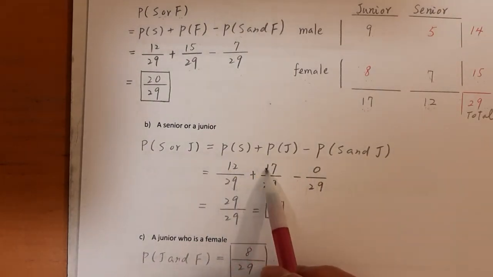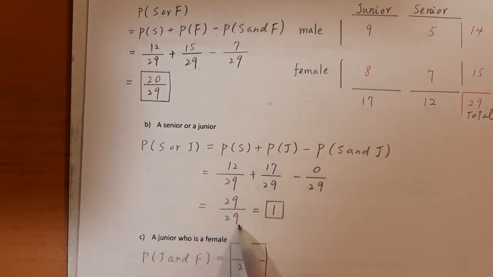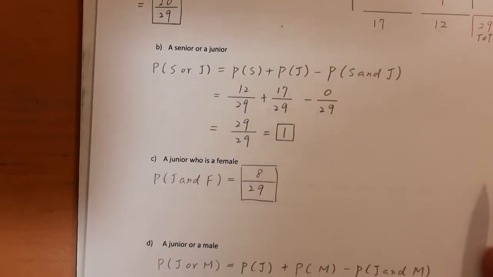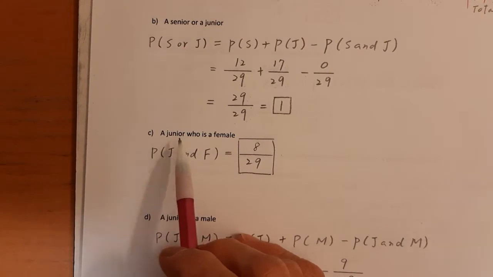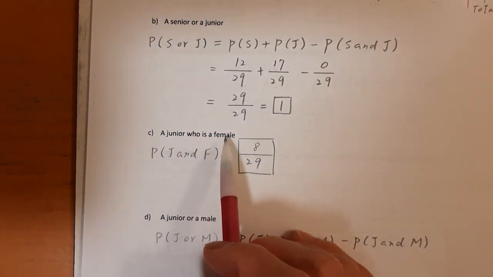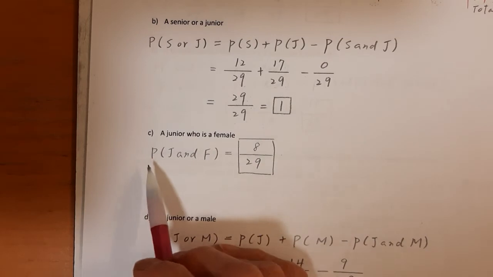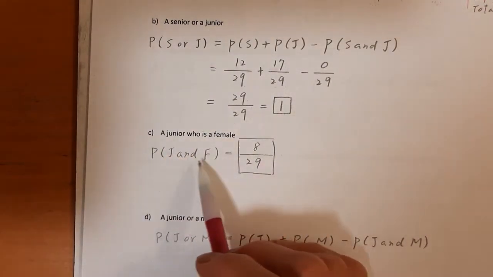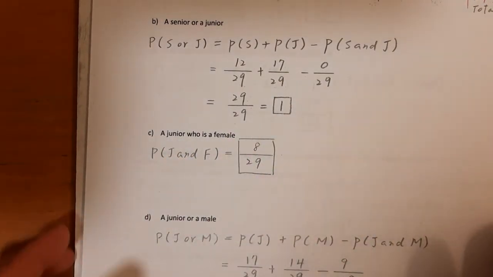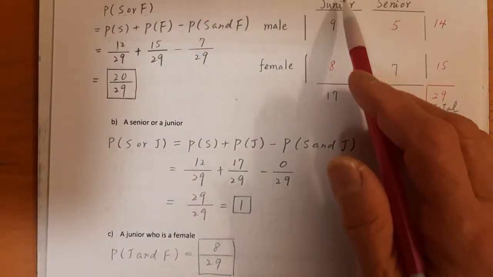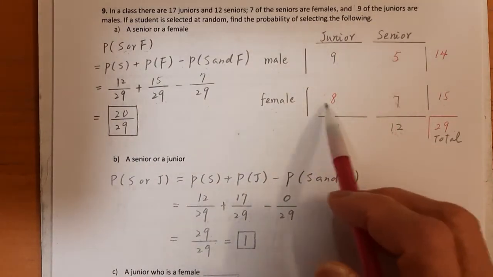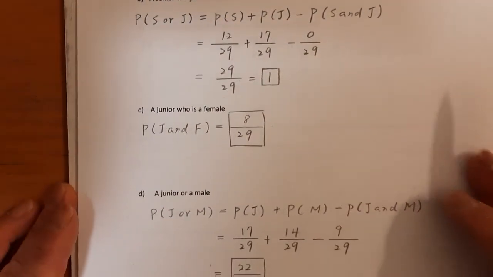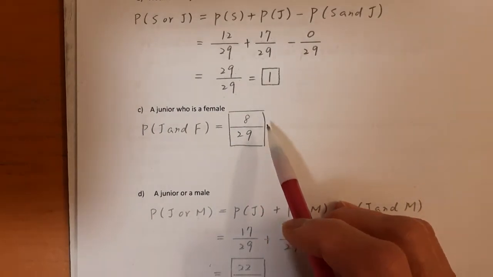So 12 add 17 is 29 out of 29. Divided is 1, 100%, you can get a student either junior or senior. And C is the probability of a junior who is female. So you want to get the probability of junior and female. So total 29. How many students are junior and female? 8 students. Junior and female, 8. So the probability is 8 out of 29.